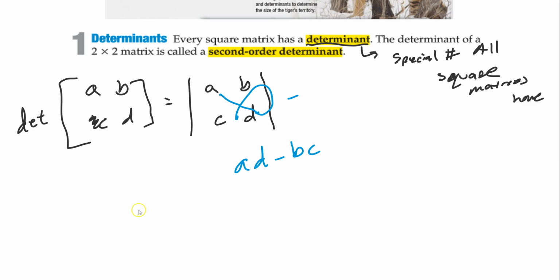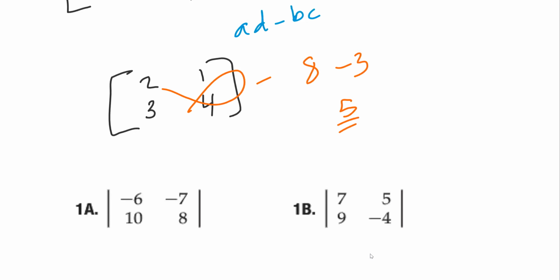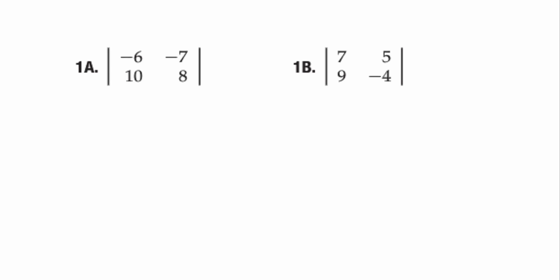So let's do a quick example, then we'll do a few more. If I gave you that, the determinant is going to be 2 times 4 minus 3 times 1, or 5. And that's the determinant of a 2 by 2. Let's do a few more quick examples.